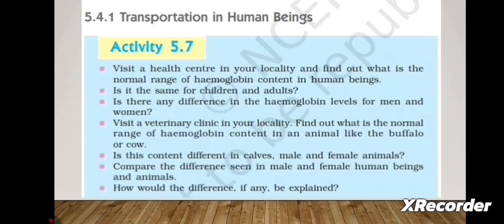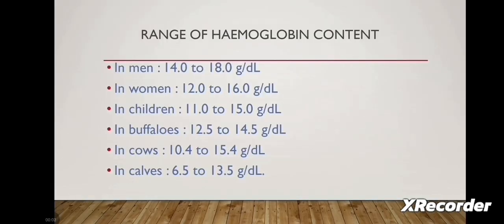So there is an activity in the NCERT book, that is, visit a health center in your locality and find out what is the normal range of hemoglobin contained in human beings. Is it the same for children and adults? Is there any difference in the hemoglobin levels for men and women? So you can see the range of hemoglobin content: in men 14.0 to 18.0 gram per deciliter, in women 12.0 to 16.0 gram per deciliter, in children 11.0 to 15.0 gram per deciliter.